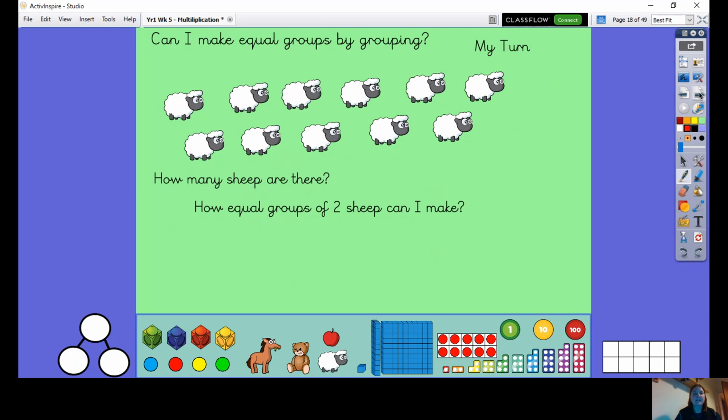Okay, so this is my turn again. I'm going to have a little look. First of all I need to work out how many sheep there are, and then how many equal groups of 2 sheep I can make. So how many sheep? I'm going to go 1, 2, 3, 4, 5, 6, 7, 8, 9, 10, 11.